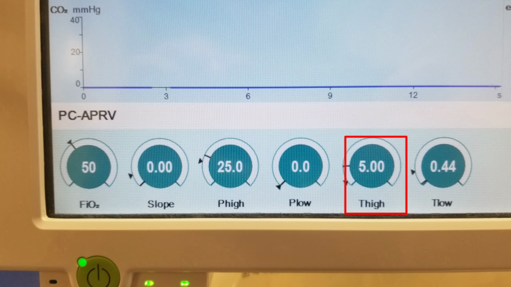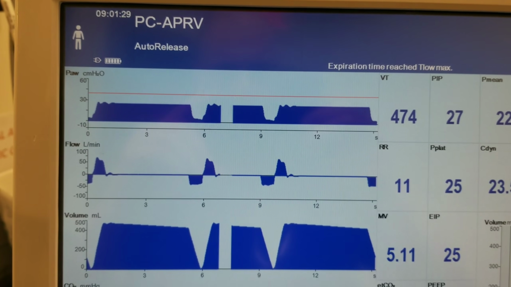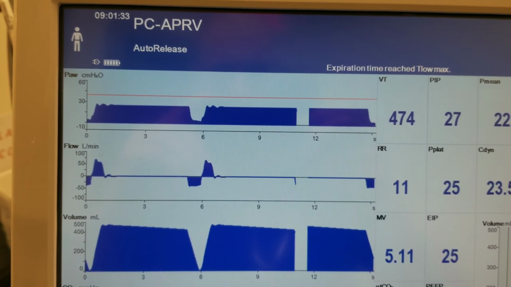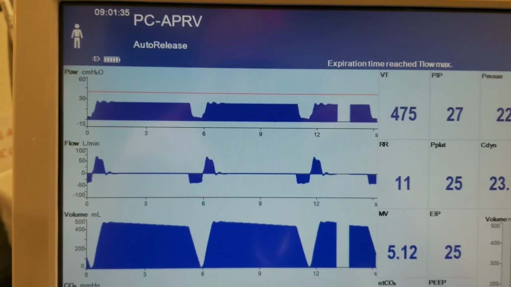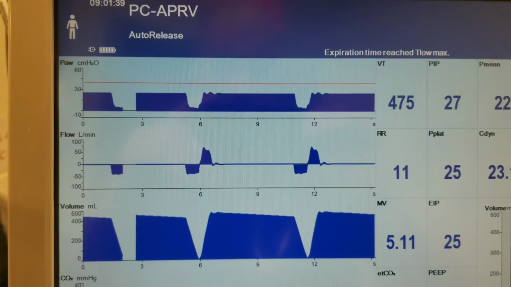So if, let's say, my T high and my T low added together was 6 seconds, therefore 60 divided by 6 would create 10 airway pressure release breaths that are going to evacuate the CO2. If you added it up and it was 5 seconds with your T high and your T low, then 60 divided by 5, so now you have about 12 breaths.